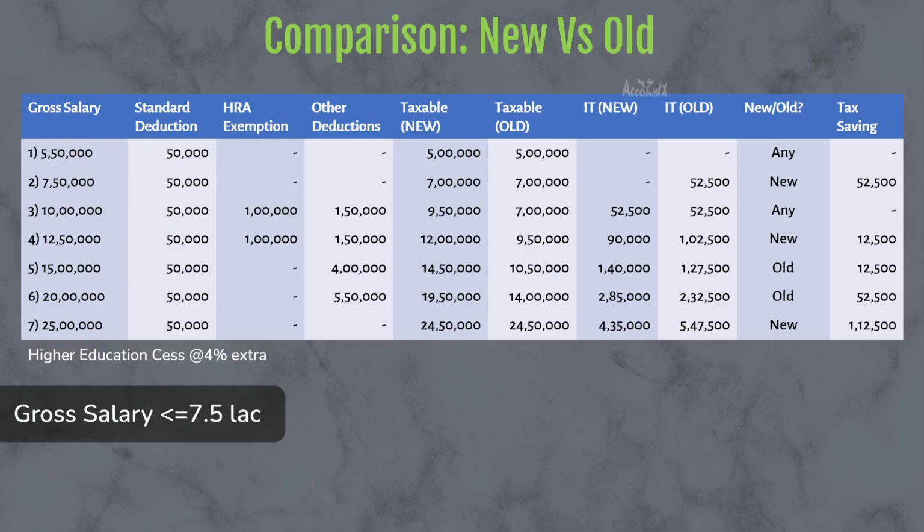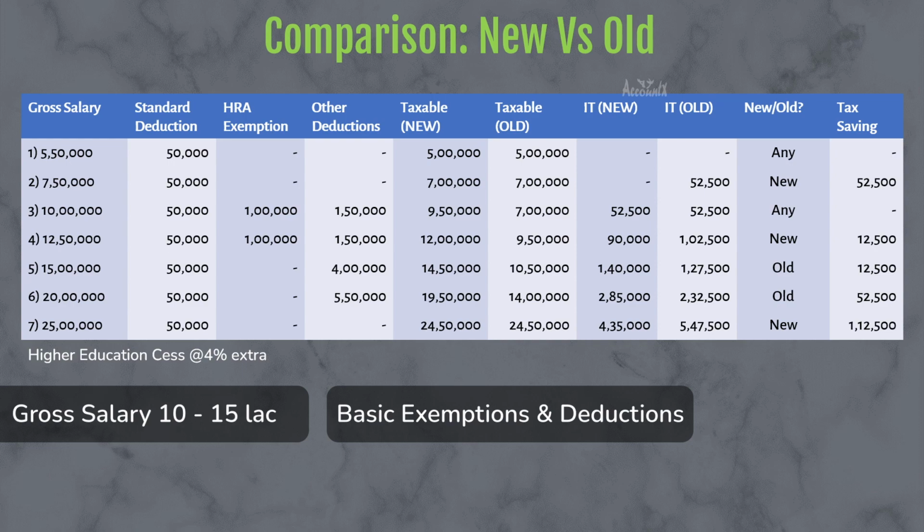Let's now summarize this. If your gross salary is up to 7.5 lakh, then it is better to choose the new tax regime because of the rebate. If your gross salary is between 10 and 15 lakh and you avail basic exemptions like HRA when you stay in a rented place, then deductions under section 80C like your PF contribution and so on, then it is better to choose new tax regime because you would be paying lower taxes.